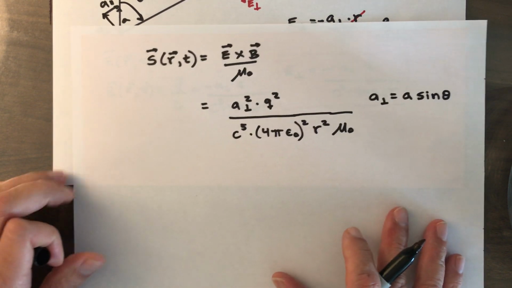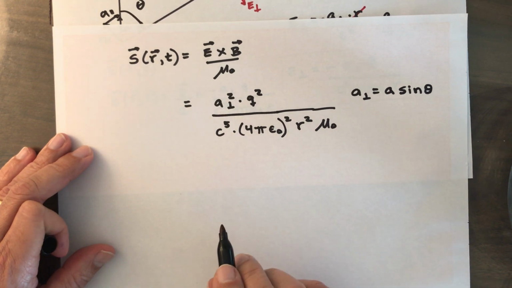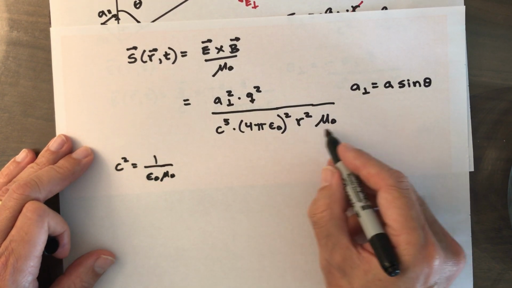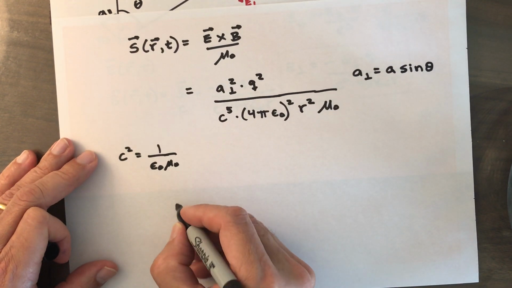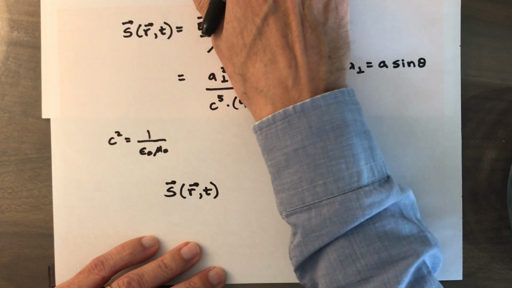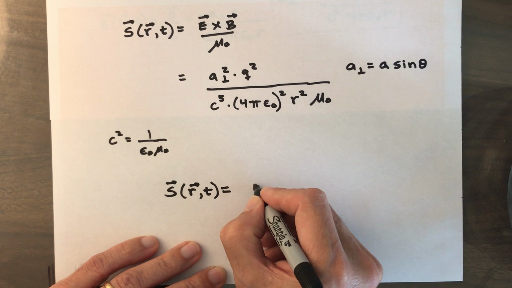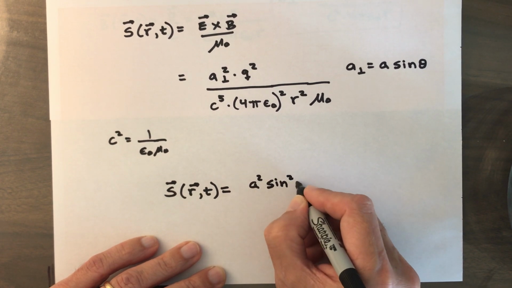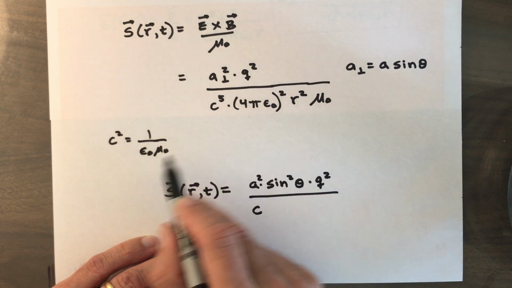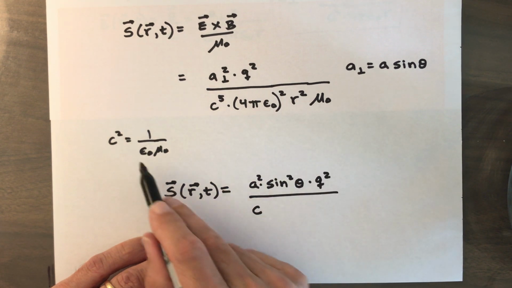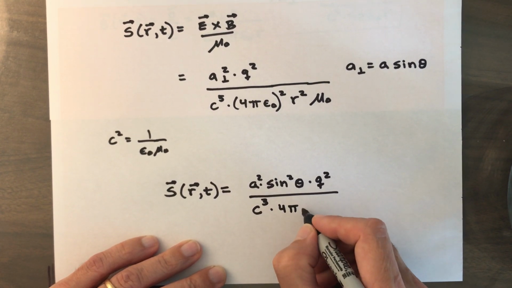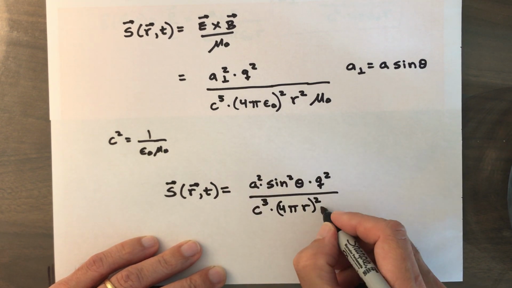Now then, one other thing, we can go ahead and pull 1 epsilon naught out of here, multiply it times mu naught, and since c squared equals 1 over epsilon naught mu naught, we could replace that with 1 over c squared. So then, our Poynting vector as a function of position vector r and t equals A squared sine squared theta q squared divided by c to the fifth divided by c squared, because remember we pulled an epsilon naught out of here times that one, gives us the inverse of c squared. So that's c cubed times 4 pi r quantity squared and the lone epsilon naught that remains.